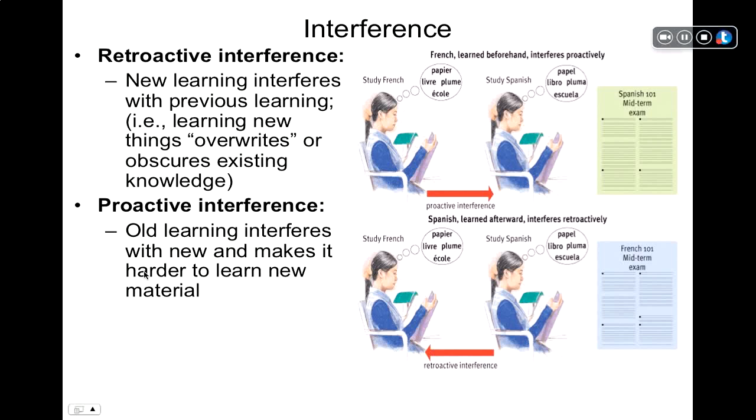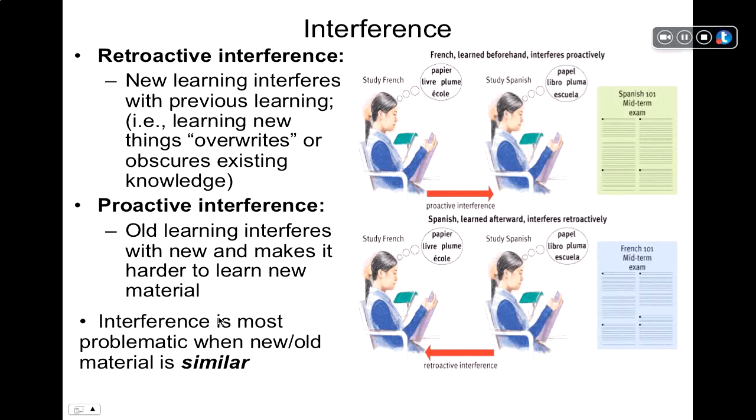Whereas proactive interference is just the opposite. It's when old learning interferes with new and makes it harder to learn the new material. So now we're going to flip-flop this. So say I learned French initially, and now I'm taking a Spanish class. So here, the learning that I did in my French class in advance of taking Spanish is proactively interfering with my learning of Spanish. So these are examples of retroactive interference and proactive interference. So just think of retroactive as new interfering with old, and proactive as when old learning interferes with new.